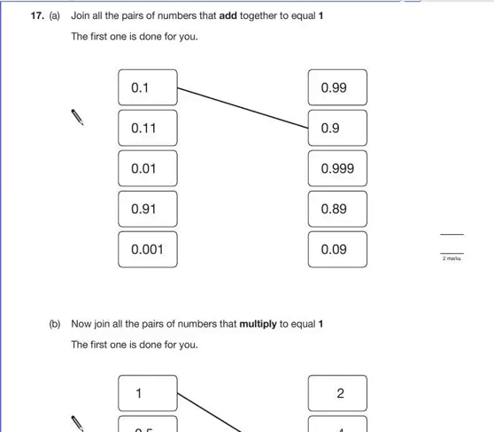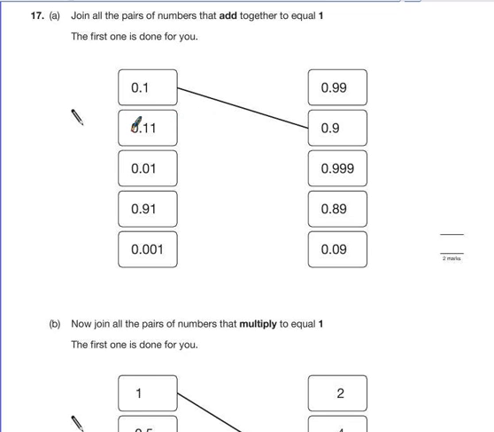Question 17, Part A. Join all the pairs of numbers that add together to equal 1. First one is done for you. So we have 0.1 add 0.9. Well, that's kind of like money. 10p add 90p is a pound. So let's see if we can identify which ones would add together to give us a whole number.